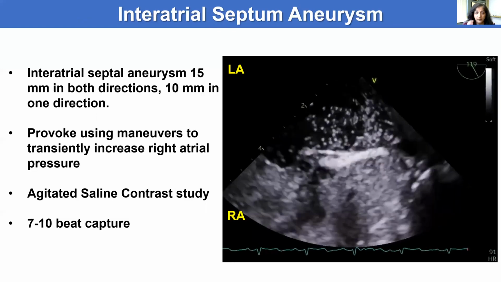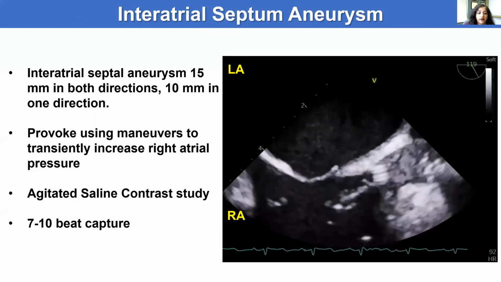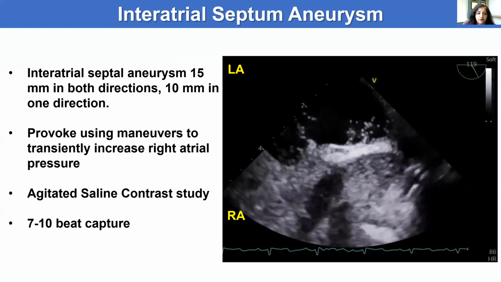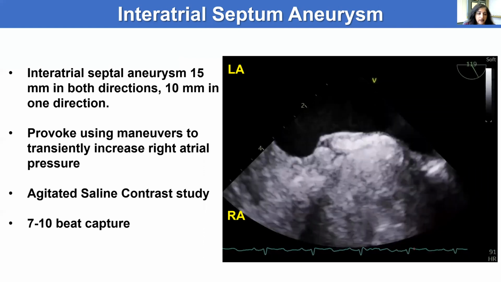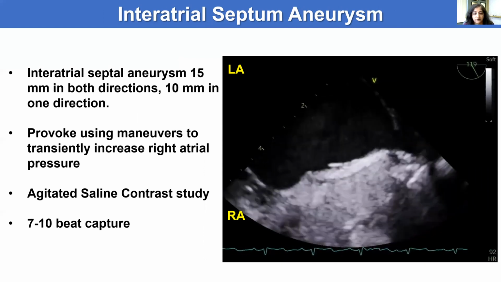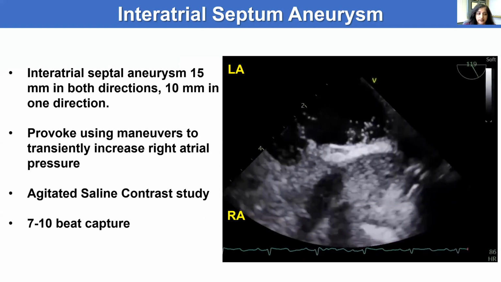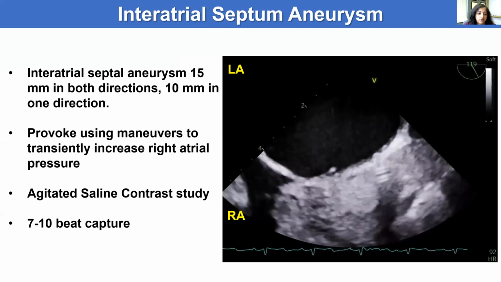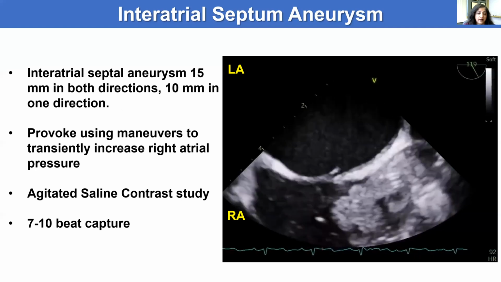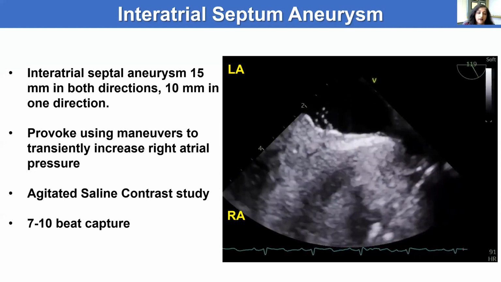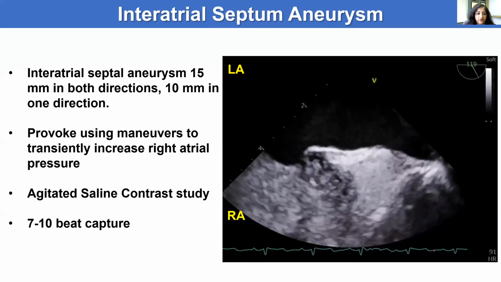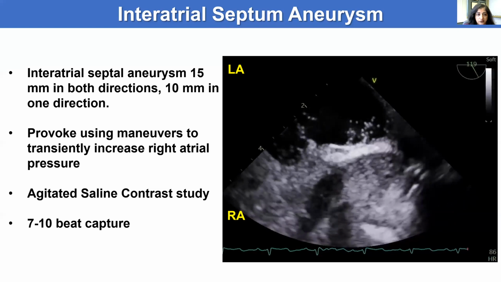And this area right here is where you could look for a sinus venosus ASD. And then you can also interrogate by agitated saline contrast the septum for right to left shunt. And here you see this patient with an interatrial septal aneurysm that is provoked by asking them to cough during a TEE. Right atrial pressure is transiently increased and that interatrial septal aneurysm pops over to the left side, opening up that patent foramen ovale and leading to a fairly significant right to left shunt.